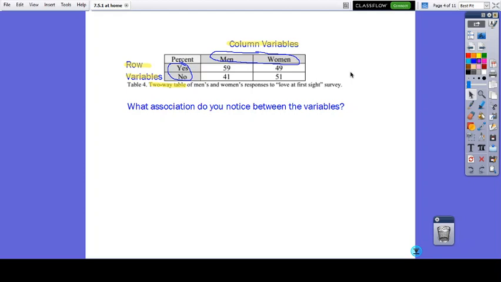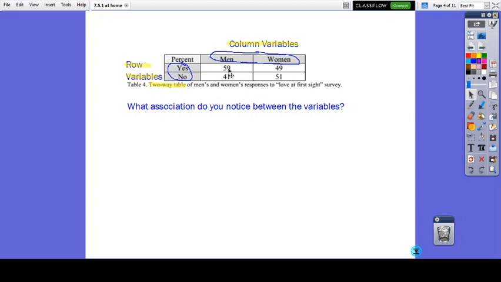And the question here says, what association do you notice between the variables? So there are lots of things that you can say, but one of the most common answers I would get if we were in class is people will say that more men said yes than women. And the interesting thing here is you really have to read into this. Notice in the top left here it says percent. So these are giving percentages.